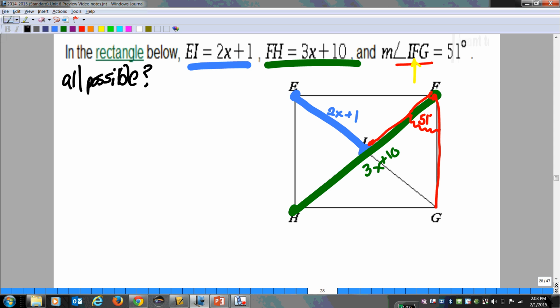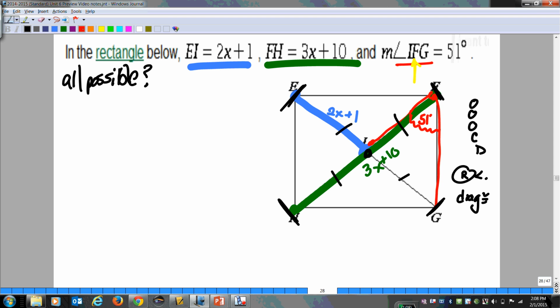Well, let's start with what we know. We know it has the OCD qualities, plus we have right angles in the corners, and we have diagonal lengths which are congruent in length. So that means E to G is the same length as F to H, which in a rectangle it is, and they bisect, so all four of these pieces are equal. We also know that we have opposite sides that are parallel, so I can go like this. Parallel sides.